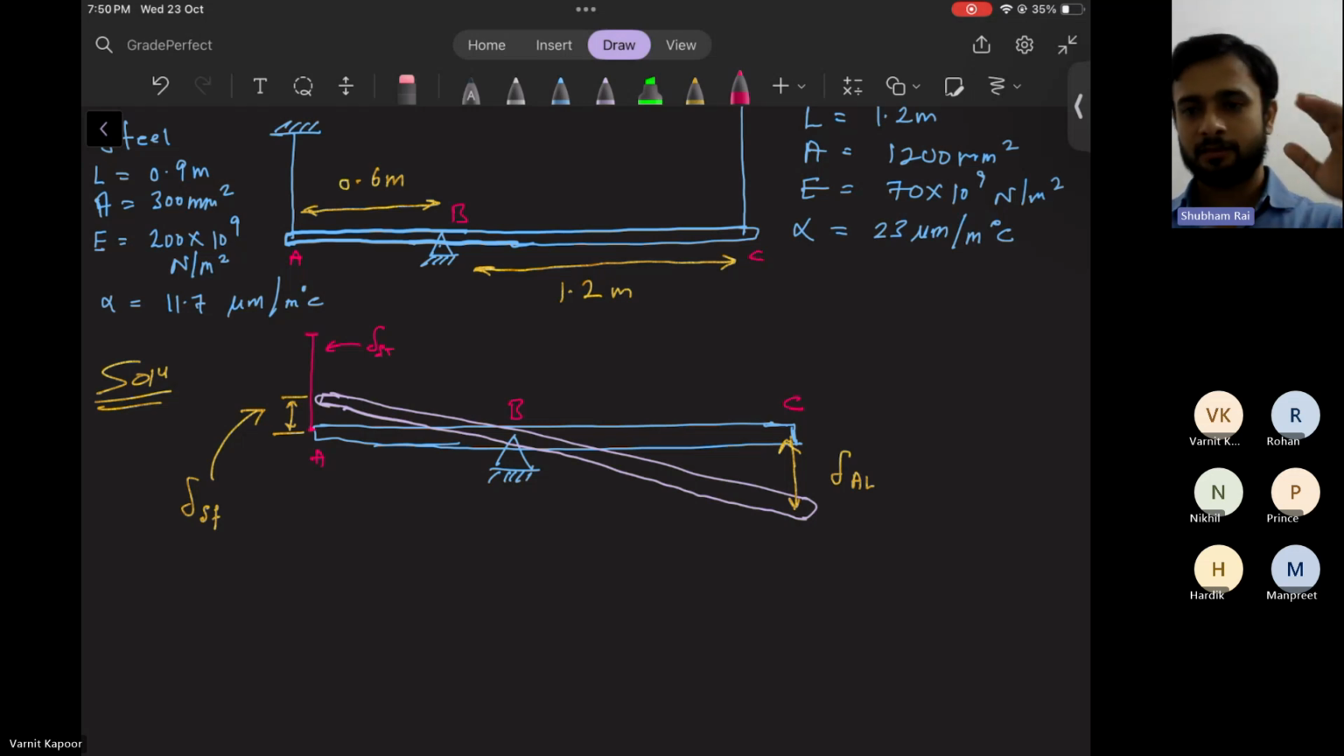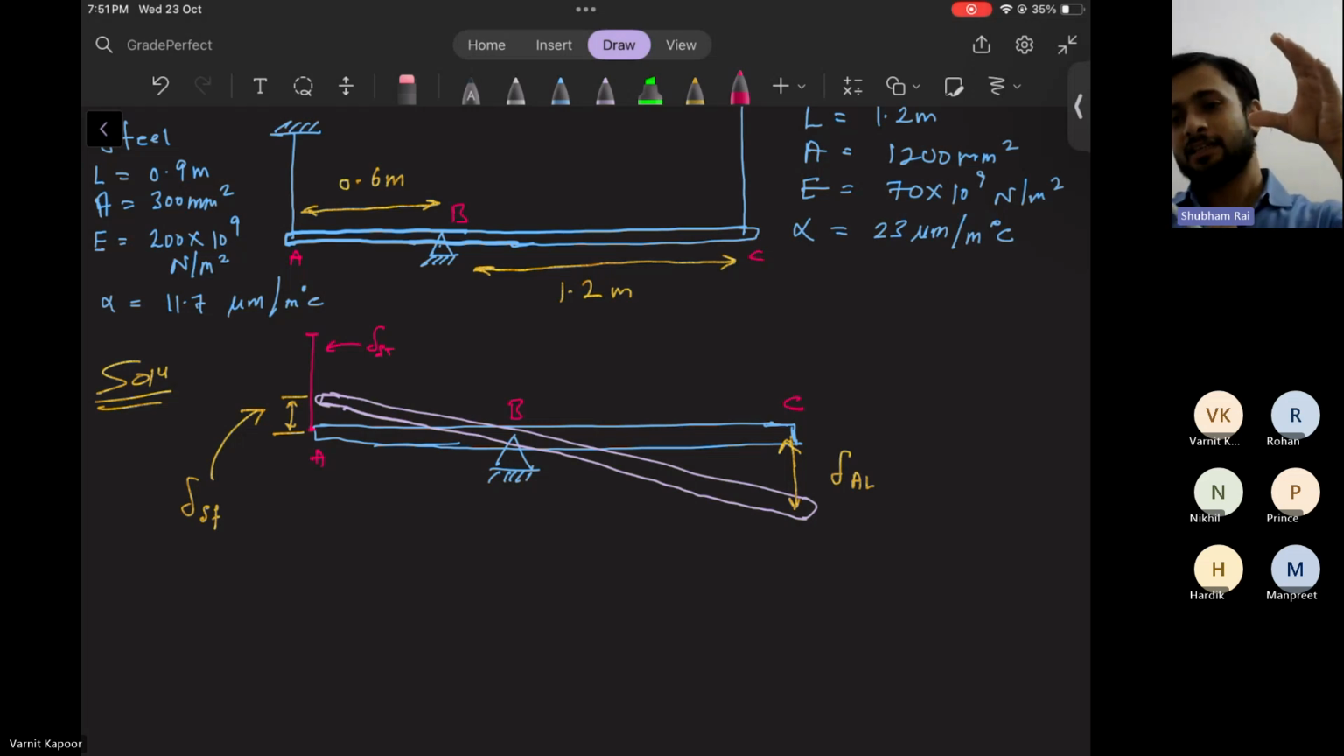Now, since it is not free, aluminium is also there. So when this left hand side will go up, aluminium will be stressed, and it will not allow the rod to go in downward direction, right? So in that way, the steel will not be able to contract that much. So there will be less contraction. Essentially, let's say you have decreased the temperature by 40 degrees Celsius.